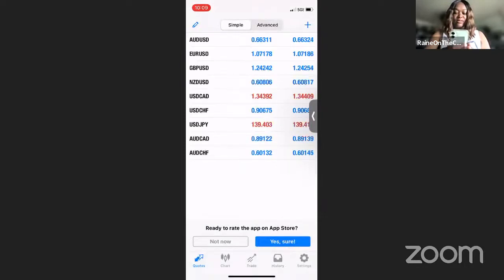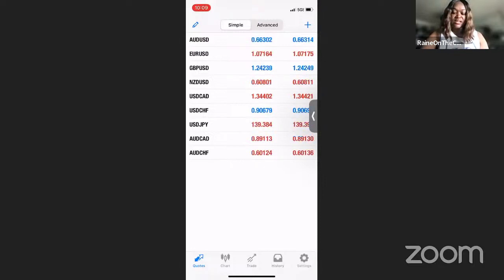Now we have the account, all right? And when you have your account here, you're going to have currency pairs already in, but it's just a few. The majority of them are the majors. Majors have the US dollar involved. We have AUD CAD, AUD CHF as well.